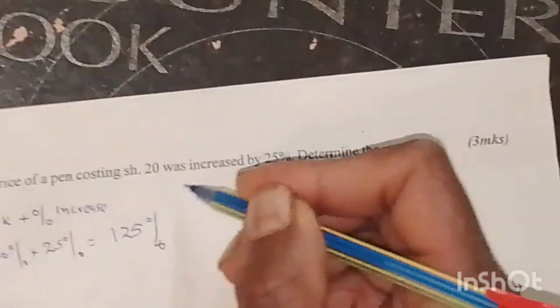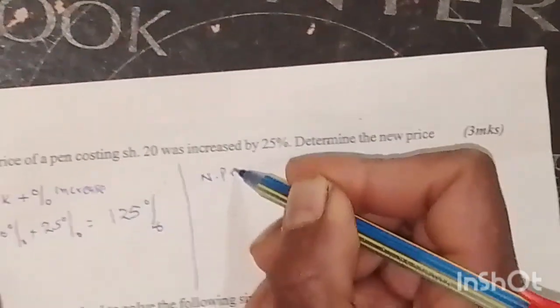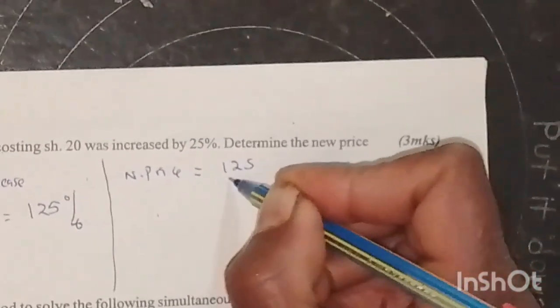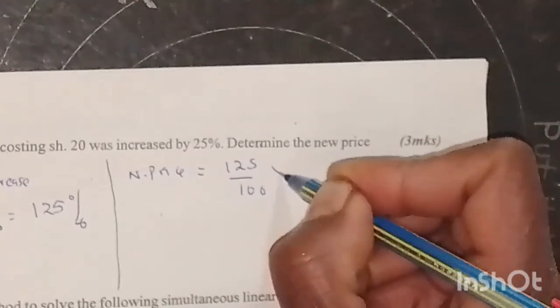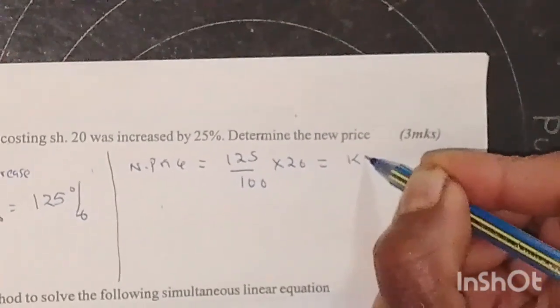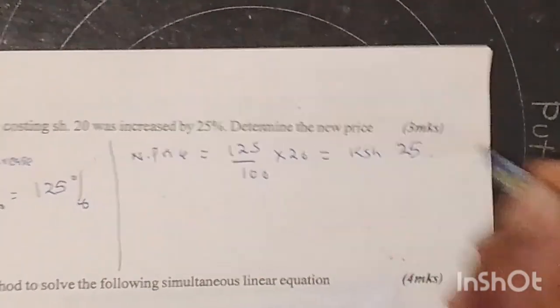Therefore, the new price is equivalent to 125 over 100 multiplied by 20, and the answer to that is Kenya shillings 25. That is the answer.